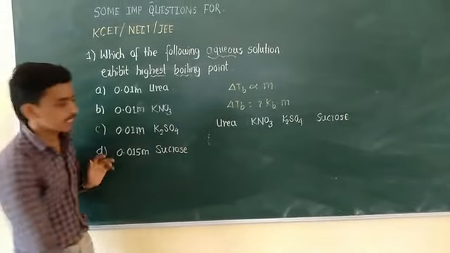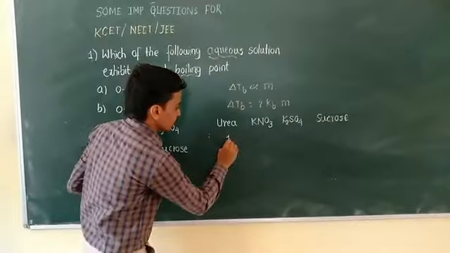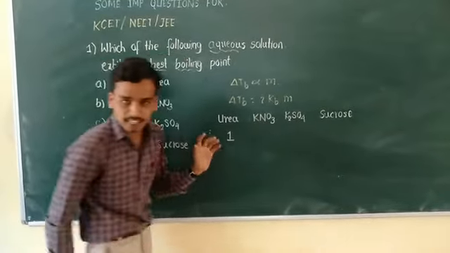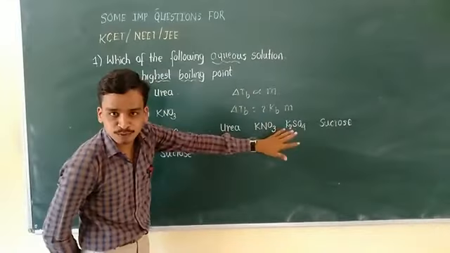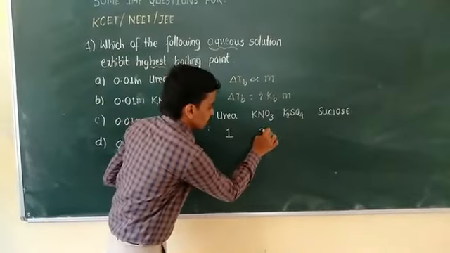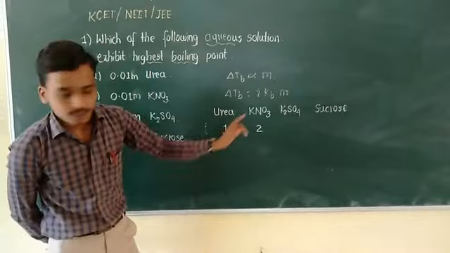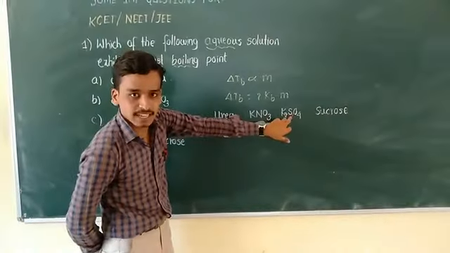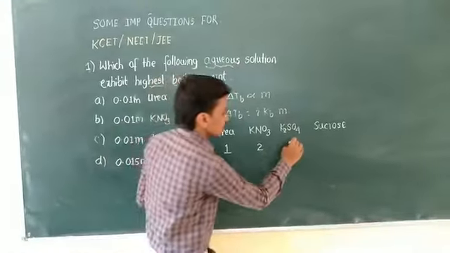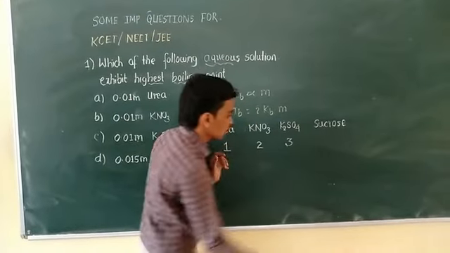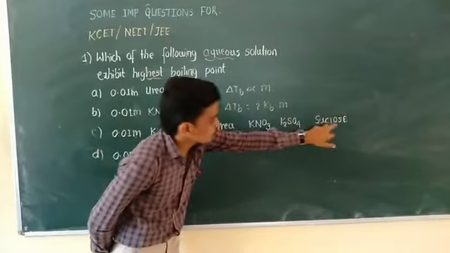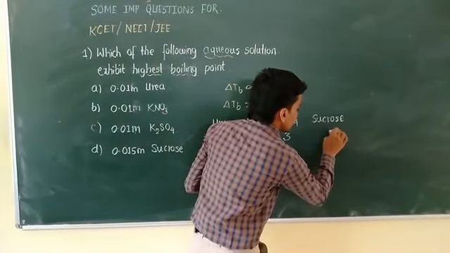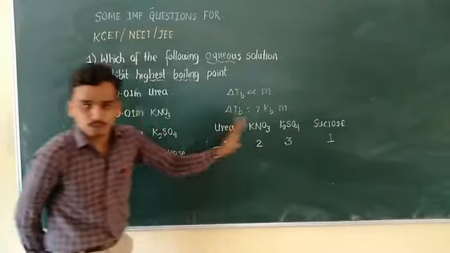For urea, it is a non-electrolyte, therefore its Van 't Hoff factor value is 1. And similarly, KNO3 is an electrolyte, K plus and NO3 minus. Due to this reason, its Van 't Hoff factor is 2. And similarly, another electrolyte is K2SO4, 2K plus and SO4 2 minus. Due to this reason, its Van 't Hoff factor value is 3. And similarly, sucrose is another non-electrolyte. Due to this reason, its Van 't Hoff factor is equal to 1.